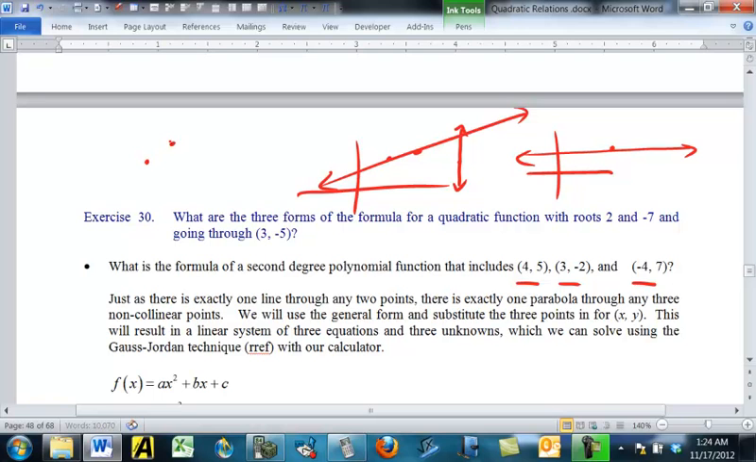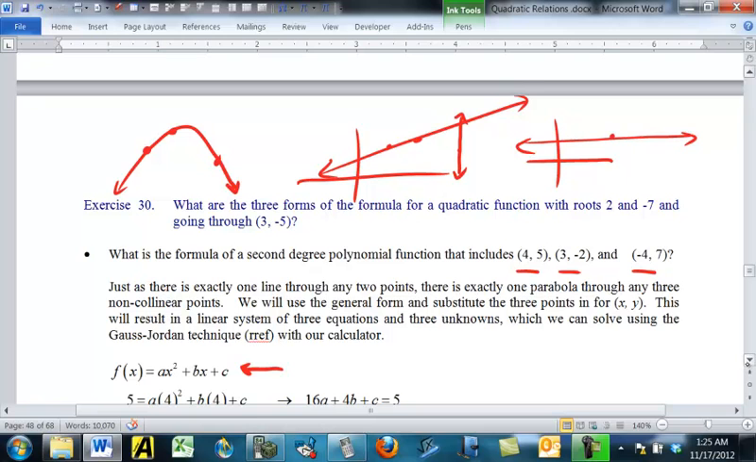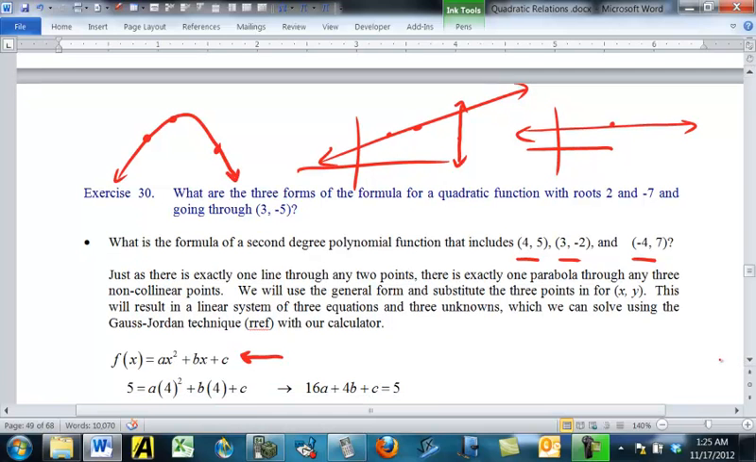But if there are 3 points, it turns out there's exactly one quadratic function that goes through those 3 points. So how can we take those 3 points and find the quadratic function that actually goes through those? Well, here's our formula. Let's say we take that version of the formula. If I plug in 4, 5, we get a true statement. So if I plug in 4 for x and 5 for y, I get this statement, and if I reorganize it, it's 16a plus 4b plus c equals 5.